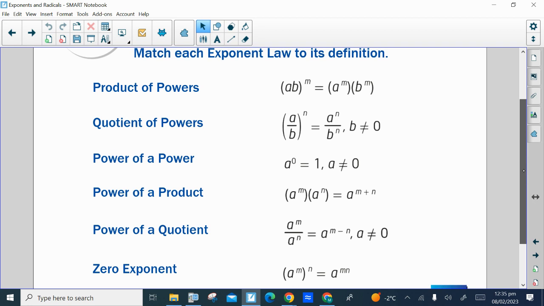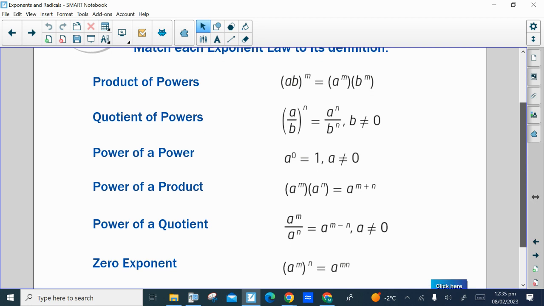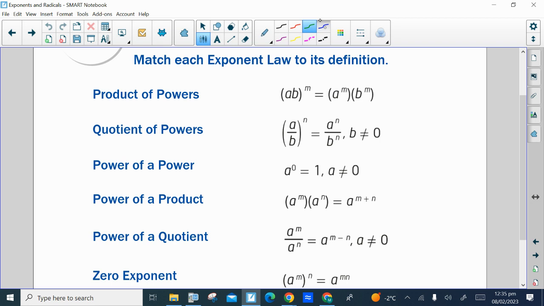The first one is the product of powers. That's when you're multiplying two powers together with the same base. And we have seen that when that happens, you add the exponents and keep the base the same. Right? So I've matched those two together. Quotient of powers is when you have two powers that are being divided with the same base. And we've seen when that happens, you subtract the exponents and keep the base the same. So those two go together.